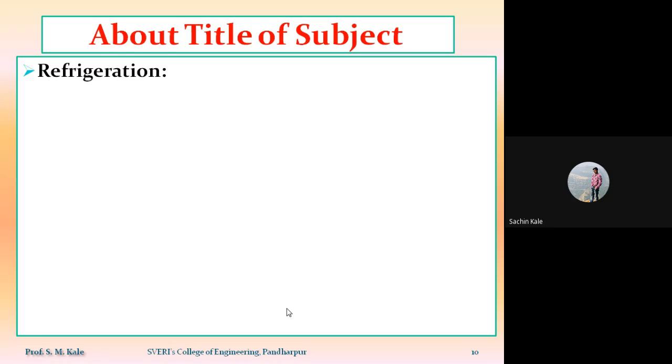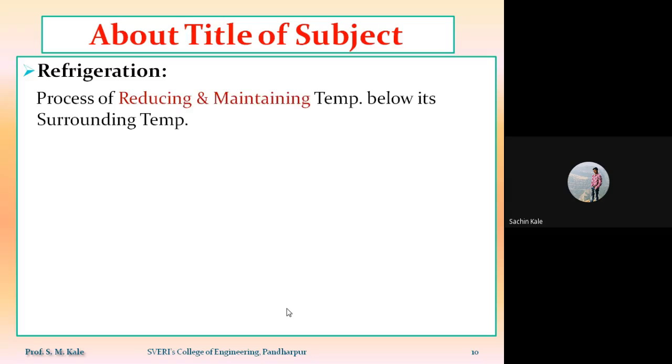So, refrigeration is nothing but the process where we are reducing as well as maintaining the temperature below its surrounding temperature. The basic definition of refrigeration is one type of process where we are reducing as well as maintaining the temperature below its surrounding temperature.